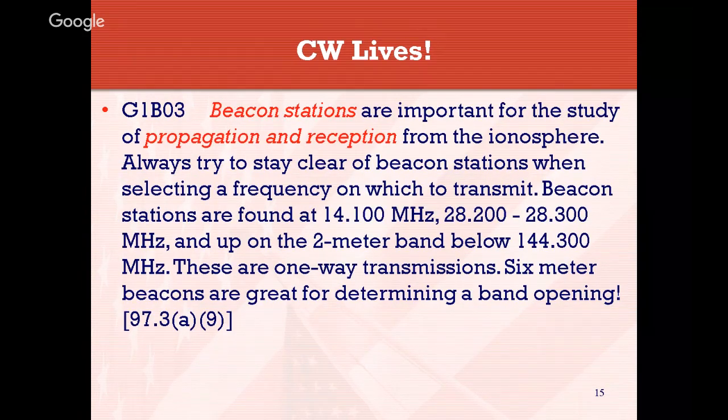Beacon stations are important for the study of propagation and reception from the ionosphere. Always try to stay clear of beacon stations. There are lists of certain beacon stations on certain frequencies, and it gives you an idea of what the propagation is like for any particular given day or time of day. Beacon stations are generally found at 14.1 megahertz, and you'll also hear them between 28.2 and 28.3 megahertz, which is in the CW portion of the 10-meter band, and the 14.1 is in the CW portion of the 20-meter band. And up on the 2-meter band, you'll hear maybe beacon stations below 144.3 megahertz as well.